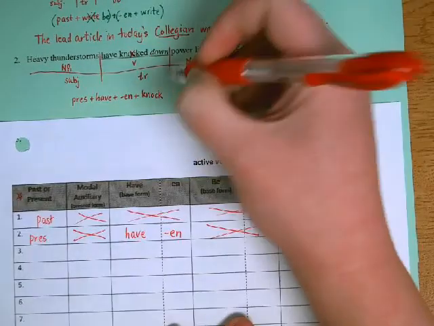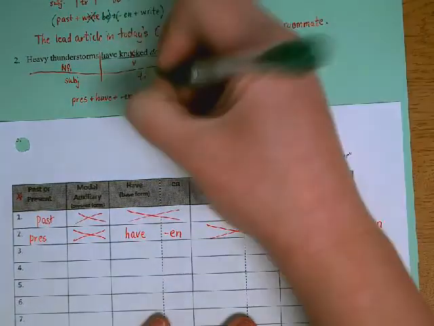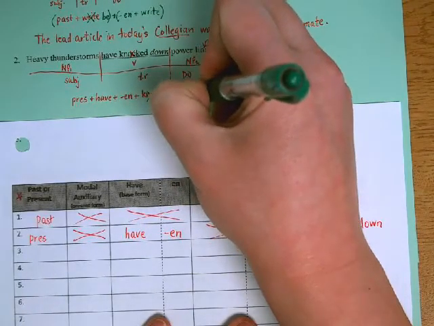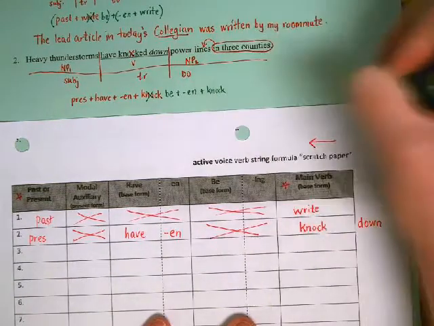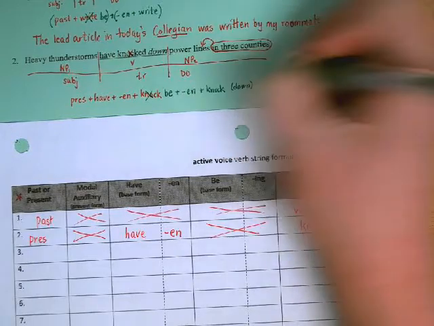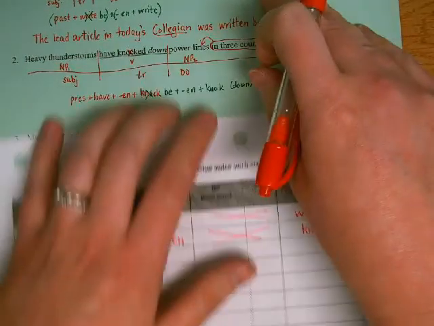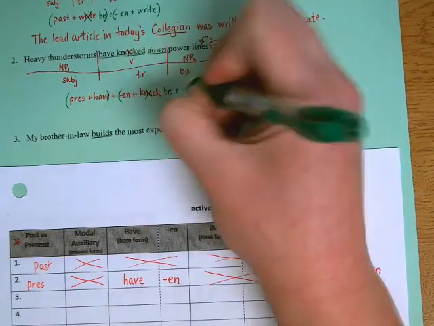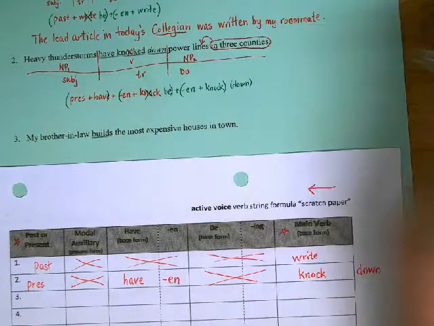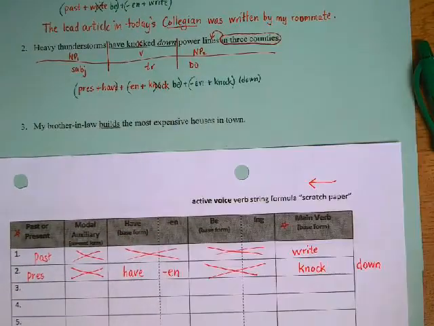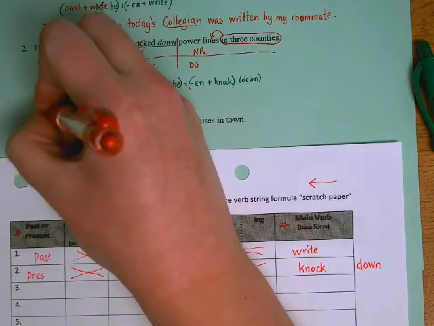Don't forget to add down. So we will cross that out, add be plus en, and then rewrite knock. And then we'll tag down on the end there. So put that little guy in parentheses so I don't forget about him. So when we go from left to right, it's present tense of have, en of be, and en of knock. Okay. All right, so our direct object is power lines in 3 counties. So power lines in 3 counties.